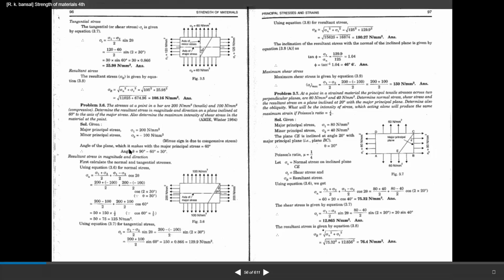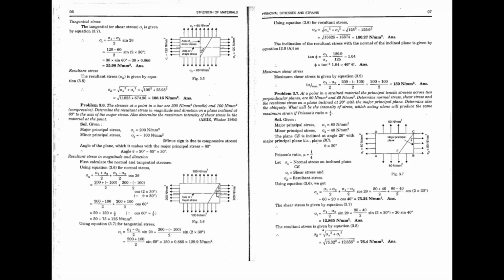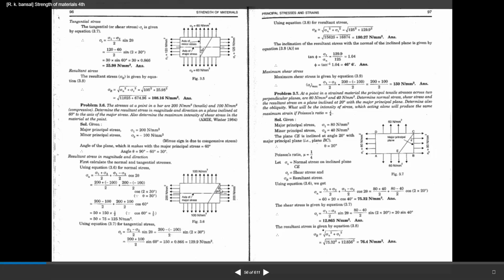The angle of the plane which it makes with the major principal stress is 60 degrees. Angle theta equals, see the first coordinate, 90 minus 60, so theta equals 30 degrees. This is case one. As already explained in the last case one for the analytical method, we take theta equal to 90 minus 60. The theta value changes, theta equals 30 degrees.